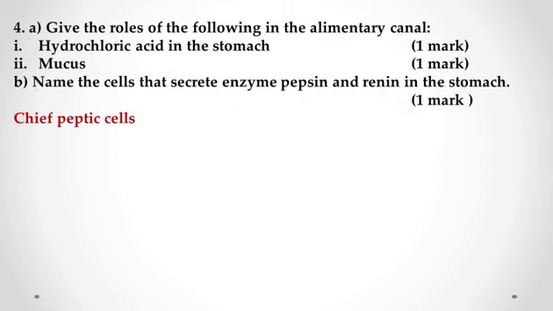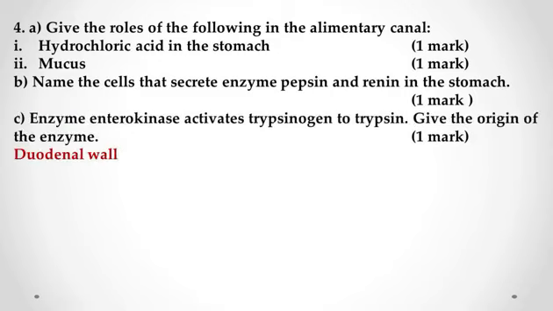B part of question 4: name the cells that secrete the enzymes pepsin and renin in the stomach. They are called chief peptic cells. C part of the question: the origin of the enzyme enterokinase is the duodenal wall.